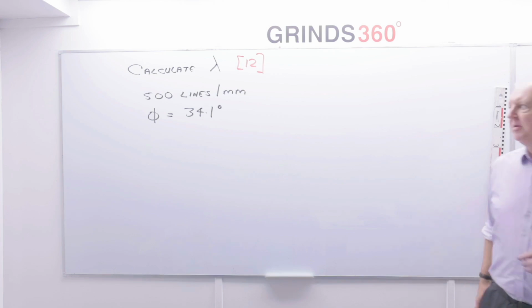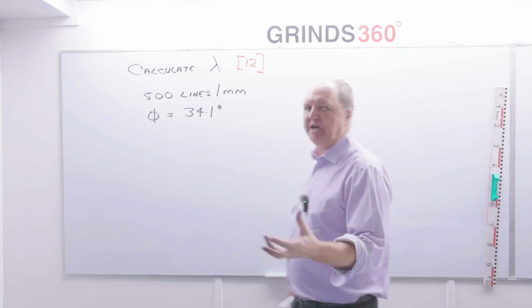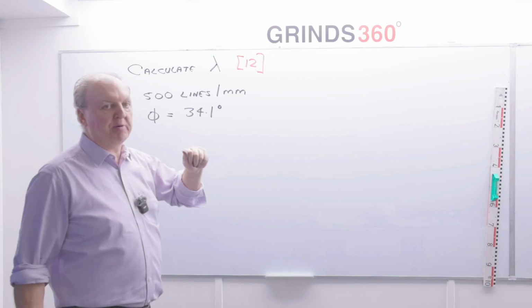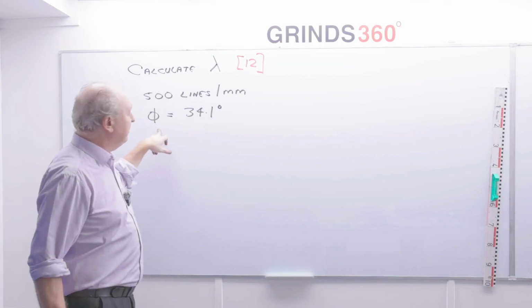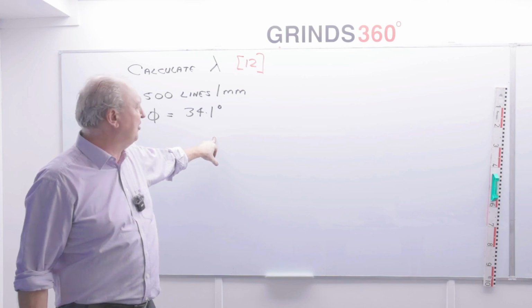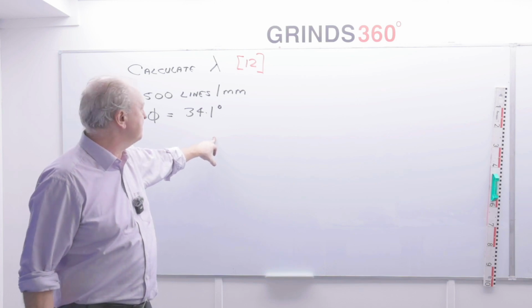Right, moving on to the question. We've now been asked to calculate the wavelength of the beam of light. So here's a straightforward application of your formula: n lambda is equal to d sine theta. So what have I got? The information I have is that the grating element is 500 lines per millimeter, and phi, that's the angle between the two first order images, is 34.1 degrees.